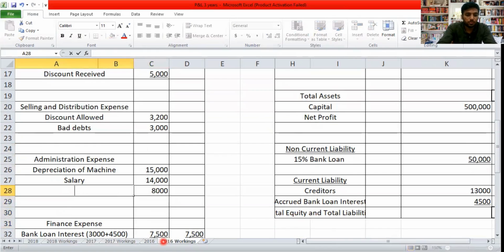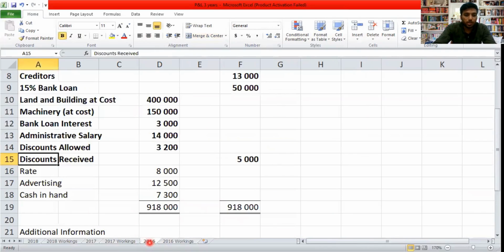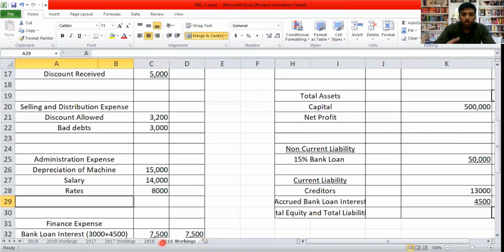Then we have advertising. Advertising is a part of selling and distribution expense, because if you advertise, only then you can sell the product. So advertising comes under selling and distribution expense. So advertising is how much? We have 12,500. So I'll take 12,500 here.